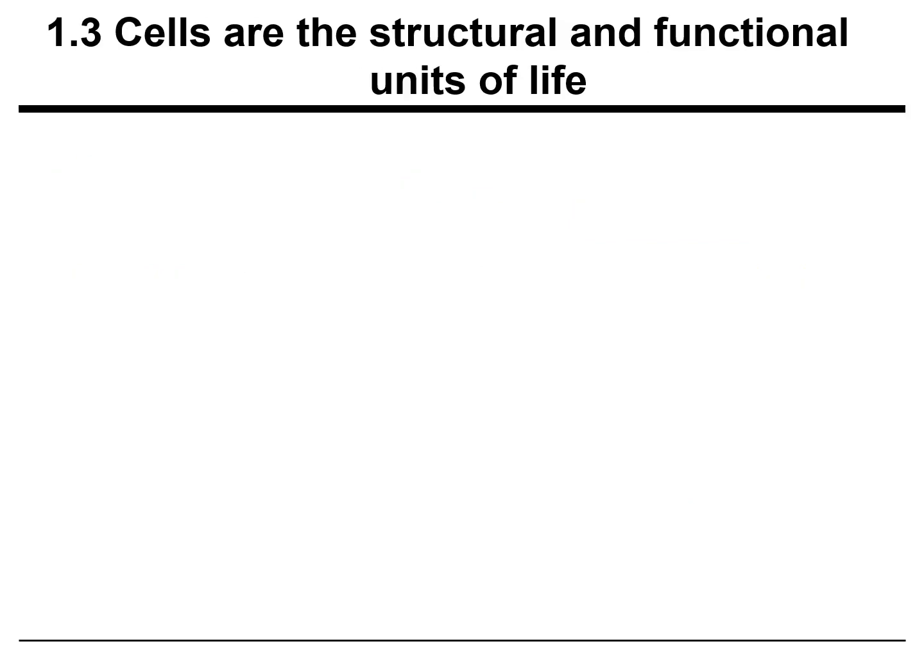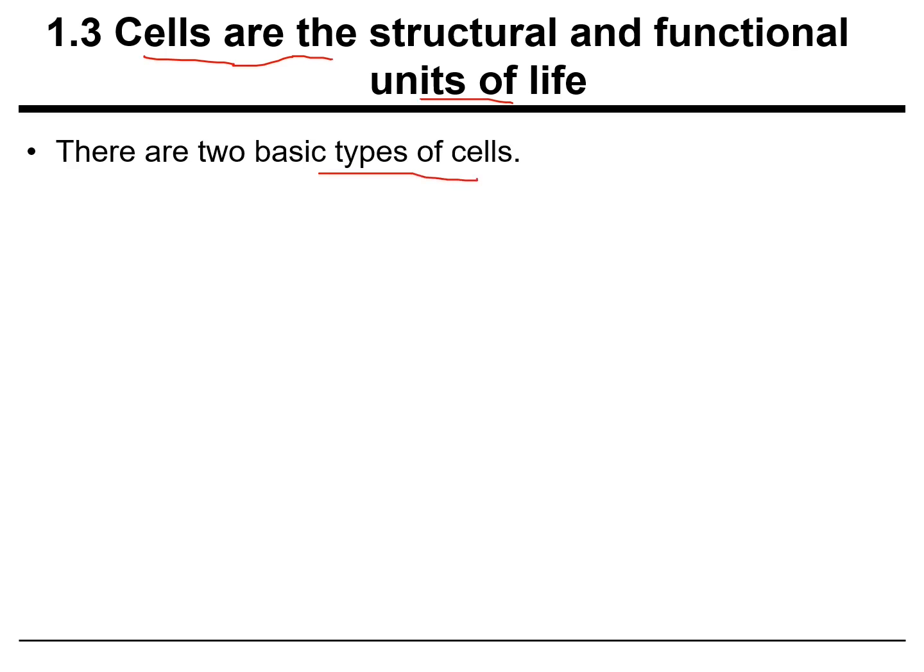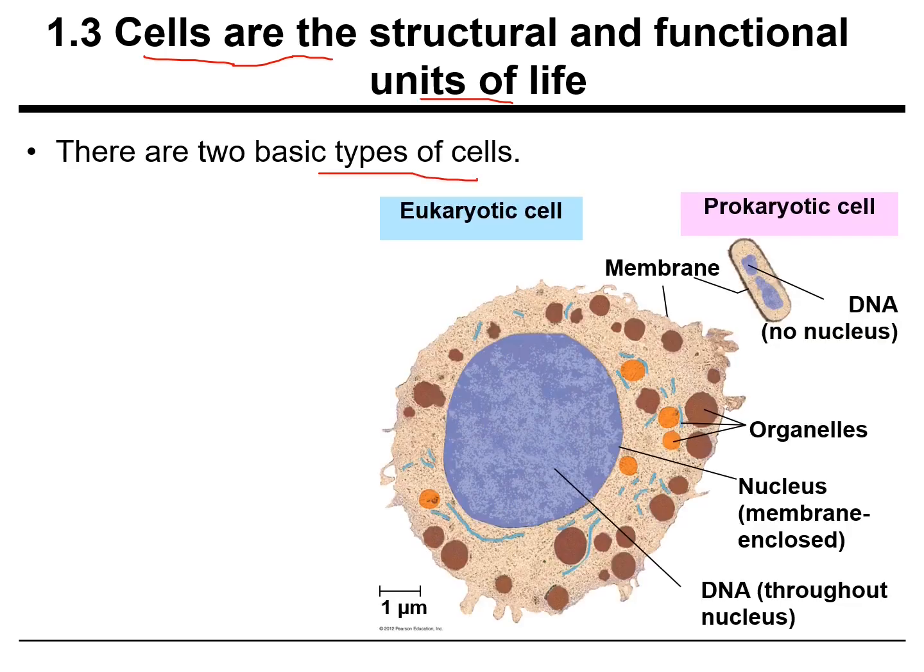Now let's talk about cells. Cells are the structural and functional units of life. There are two basic types of cells: ones that are eukaryotic and other ones that are prokaryotic. I'm sure that you have studied this in high school. I'm going to show you a video in the class and I will ask you a few questions.